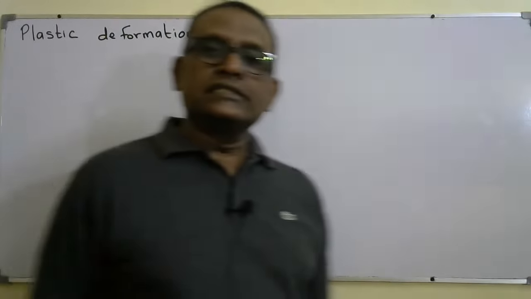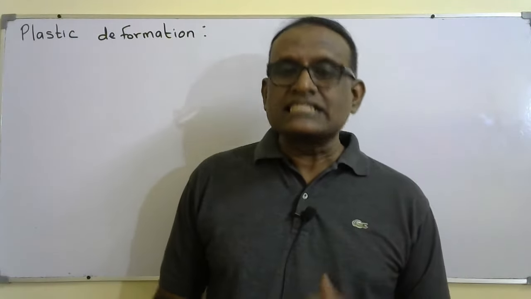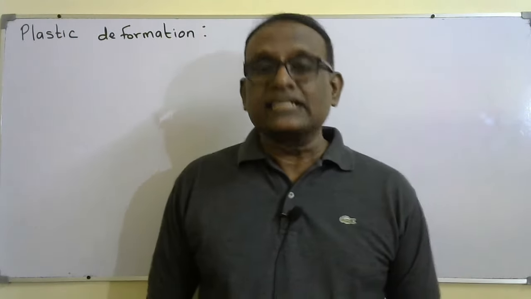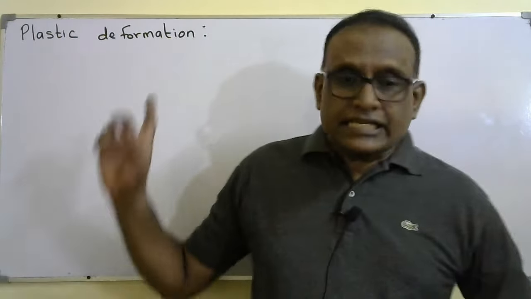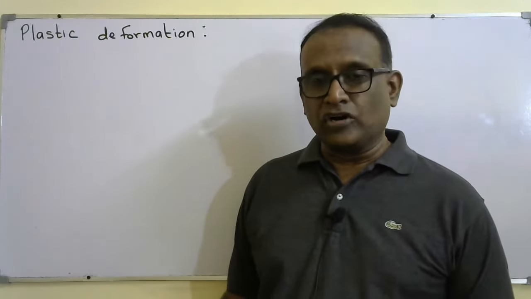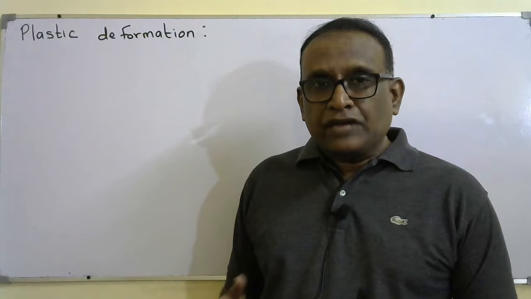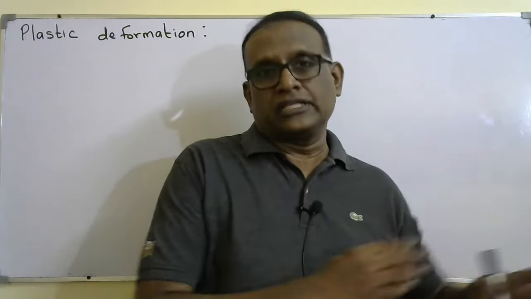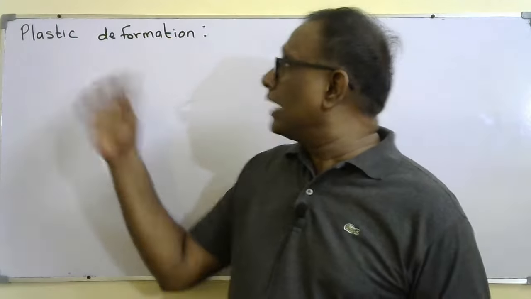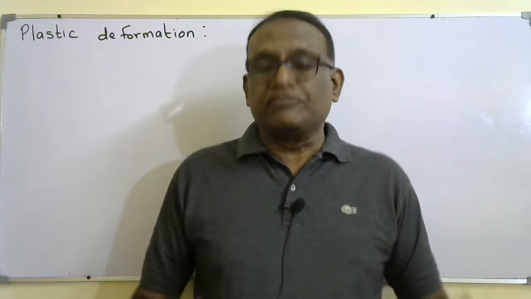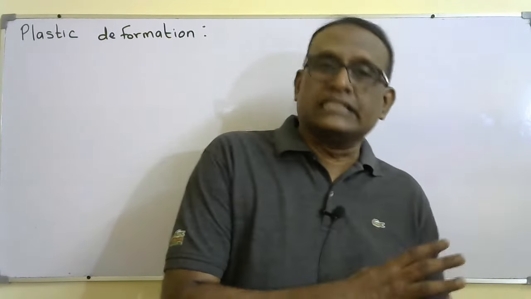Okay, so the materials that obey elastic deformation are called elastic materials. The next type of deformation is plastic deformation. Plastic deformation means when the applied force is removed, the material won't come back to the original shape, or when the applied force is completely removed, there will be a permanent deformation. The material won't return to the initial shape or original shape.